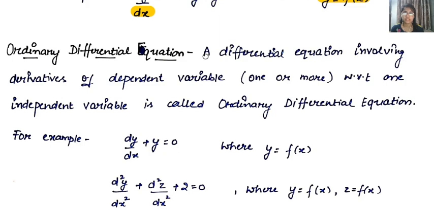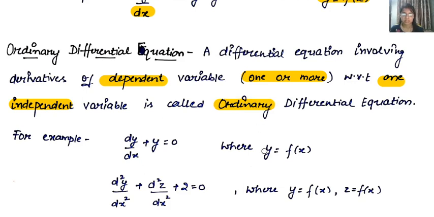Ordinary differential equation is a differential equation having derivatives of dependent variables with respect to the independent variable. But here one thing should be noted: the dependent variable can be one or more, but the independent variable is one. There is a restriction on the number of independent variables. If the independent variable is 1, then we call the differential equation an ordinary differential equation.